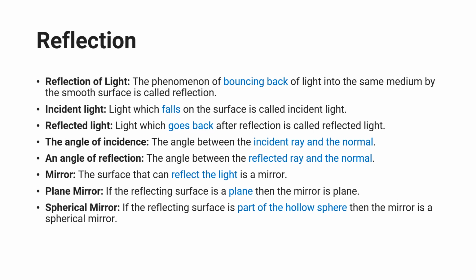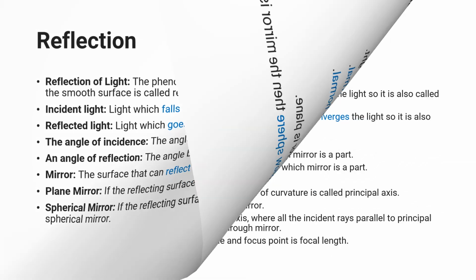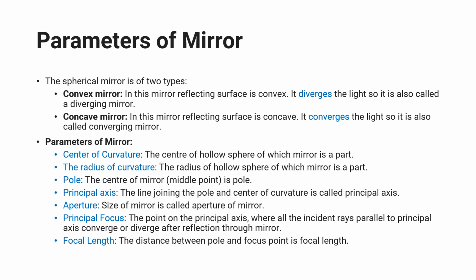Mirror. The surface that can reflect light is a mirror. Plane mirror. If the reflecting surface is a plane, then the mirror is plane. Spherical mirror. If the reflecting surface is part of a hollow sphere, then the mirror is a spherical mirror. Types of mirror. The spherical mirror is of two types, convex and concave.